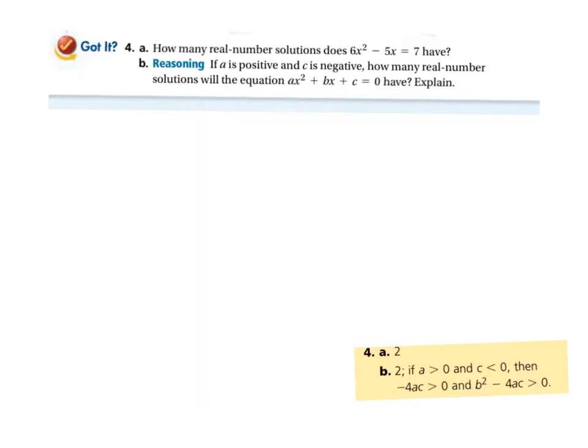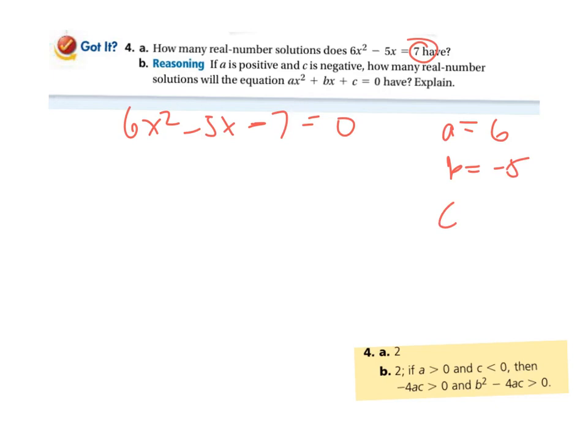Alrighty. So in this next one here, before we can start, you have to put it in standard form. So I've got 6x squared minus 5x. Move that 7 over, becomes minus 7 equals 0. So now we're in standard form. A is 6, B is negative 5, and C is negative 7. Promise that's a negative 5 there. There we go.